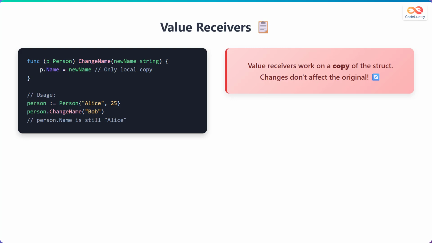Here's an example. The code defines a method changeName on the person struct that takes a new name as a string and attempts to change the person's name. However, because it is a value receiver, it only modifies the local copy of the person struct. The code also shows a usage example where a person struct is created with the name Alice and age 25. The changeName method is called with Bob as the new name. However, after calling the method, the person's name is still Alice.